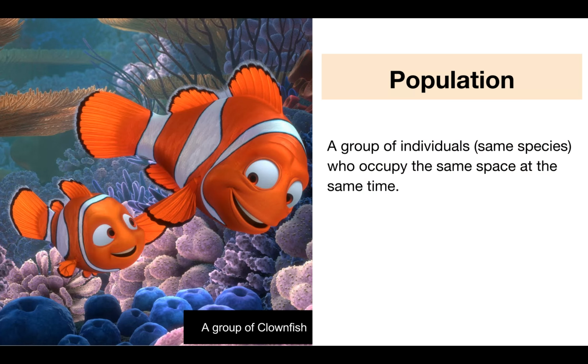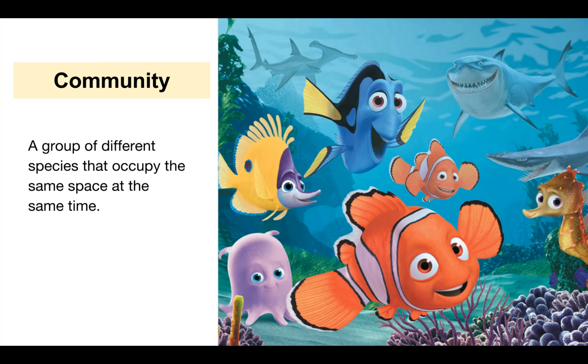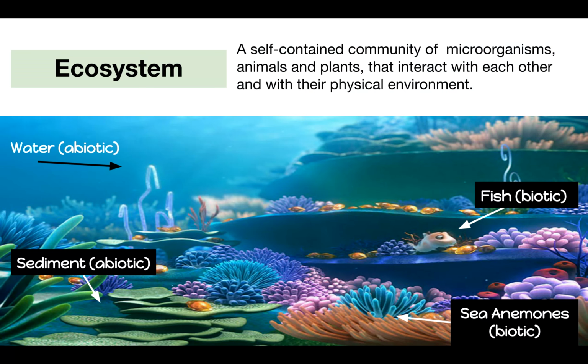Population, again, is a group of the same species that occupy the same place at the same time. So this would be Nemo and his dad, Marlin. A community would be a group of a variety of different species that are occupying the same place. It's not necessarily talking about the coral reef, it's just talking about the organisms. And then we bring it into an ecosystem. An ecosystem is a specific area, such as a coral reef, that consists of abiotic factors, which are things that are non-living, and biotic factors, which are things that are living.